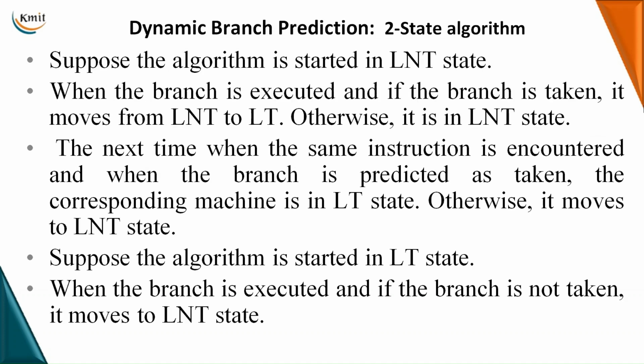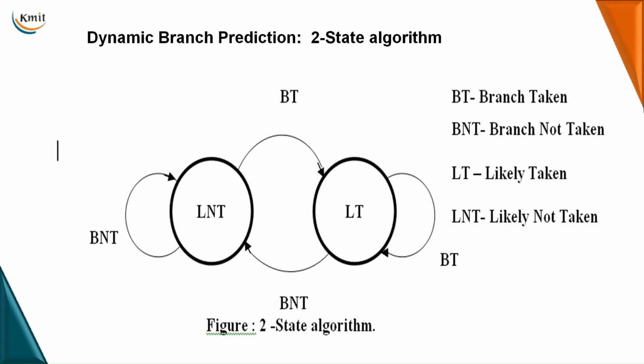So coming to the dynamic branch prediction technique, there are two types of algorithms that are used in dynamic branch prediction. One is a two-state algorithm and the other is a four-state algorithm. So first let us see what a two-state algorithm is. Here we have two states present in our algorithm. One is LNT, the other is LT. LNT stands for likely not to be taken state and LT stands for likely to be taken state. And we have BT and BNT. BT stands for branch taken and BNT stands for branch not taken.